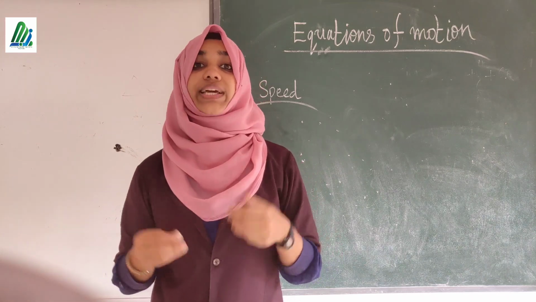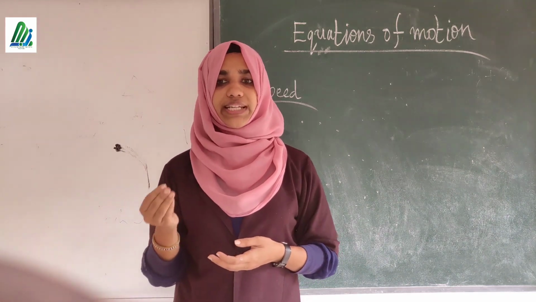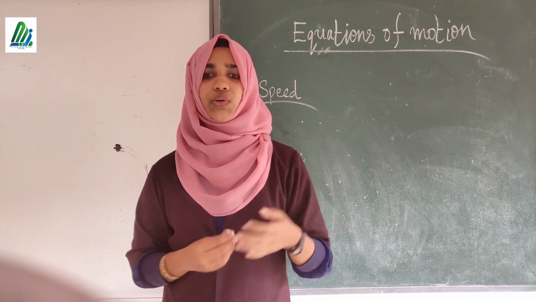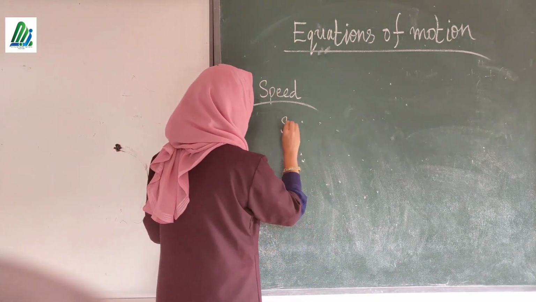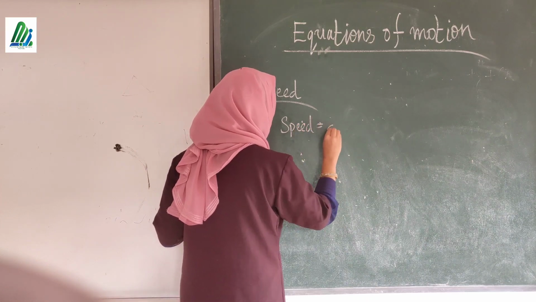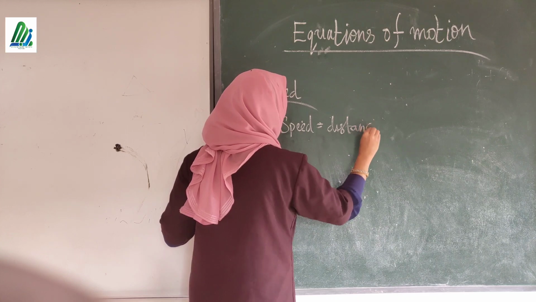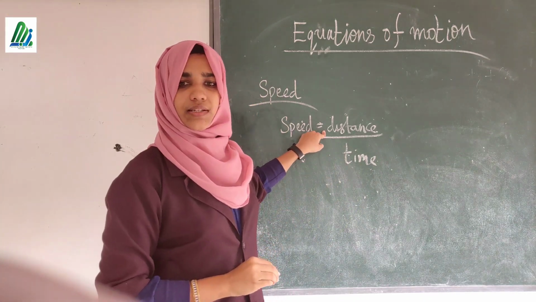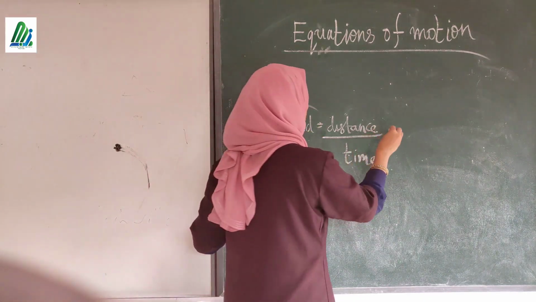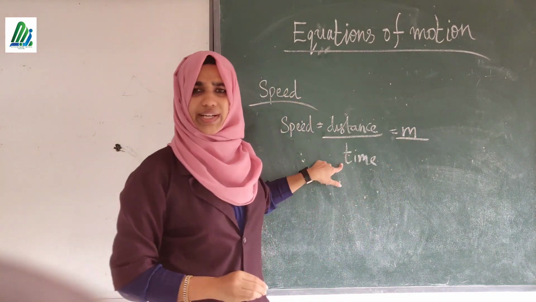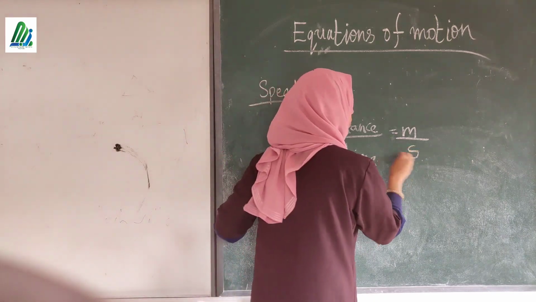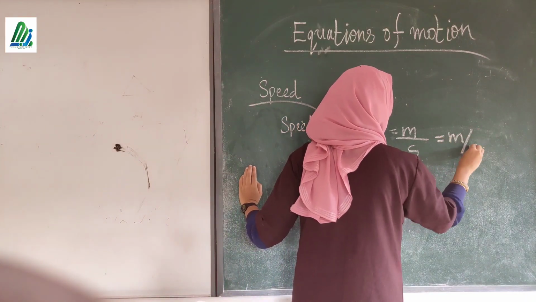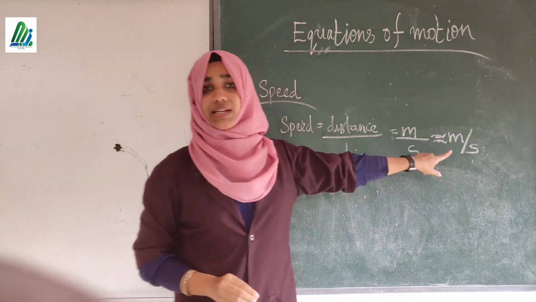What do you mean by speed? Speed is the distance travelled in unit time. So we can write speed equals distance by time. What's the unit of distance? That is meter. Then what's the unit of time? That is second. So we can write the unit of speed is meter per second.